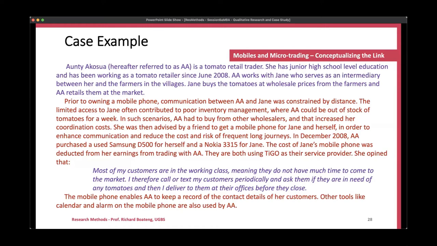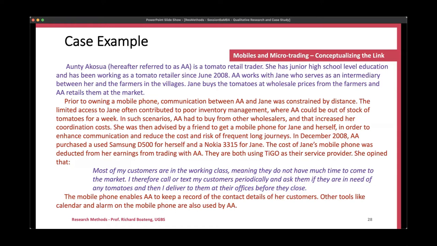In December 2008, AA purchased a used Samsung D500 for herself and a Nokia 3315 for Jane. The cost of Jane's mobile phone was deducted from her earnings with AA. They are both using Tigo as their service provider. She opined that... now I'm going to talk about how she uses it, the use context.